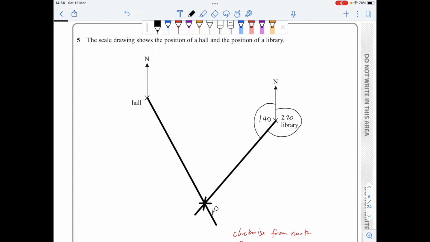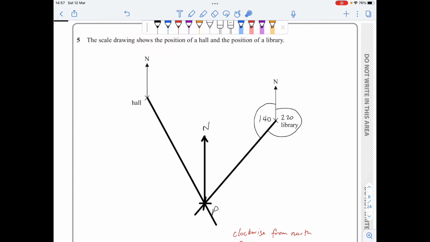To find the bearing of the hall from the post box, I'll need to draw the north at point P. The angle we need to measure is the one starting from the north at point P and going clockwise until you point to the hall. So this is the angle we want. Now, if you can't measure this angle because your protractor goes only from 0 to 180, you can measure this angle and subtract it from 360.